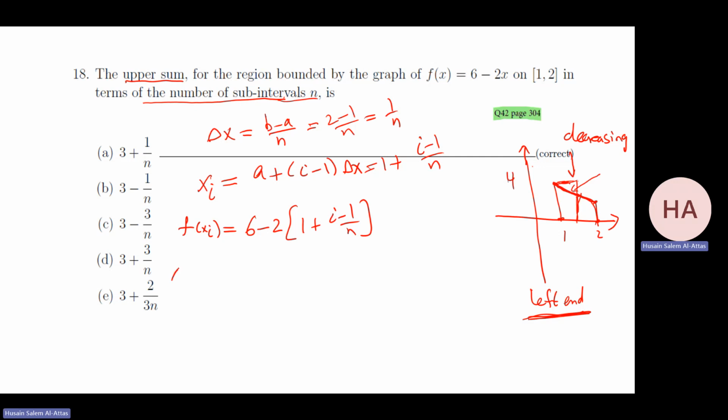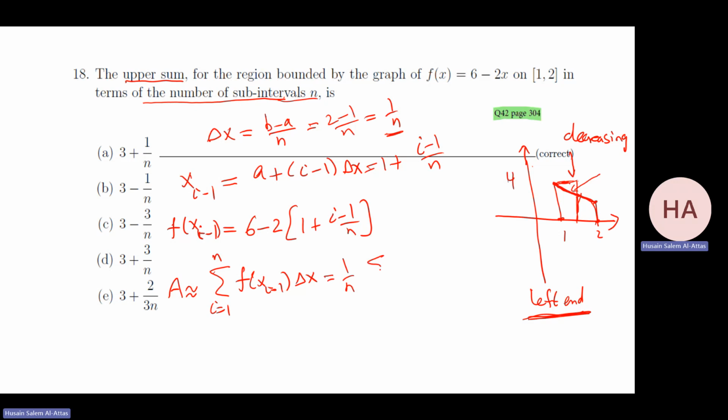Okay. So what will be my delta x? What will be my area approximately? It will be delta x times the summation i equals 1 to n of f of xi. It should be f of xi minus 1 times delta x. Delta x does not depend on i, so I can take it out.